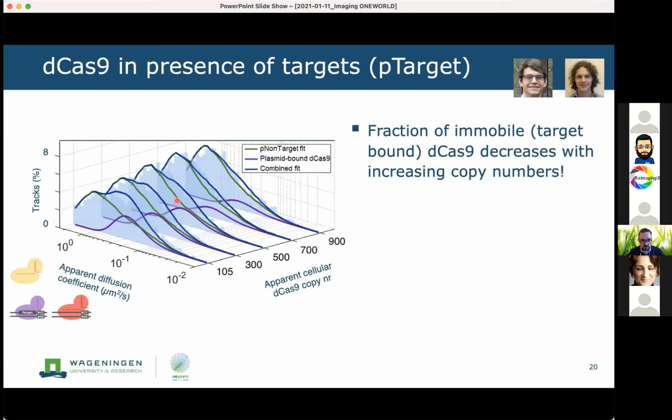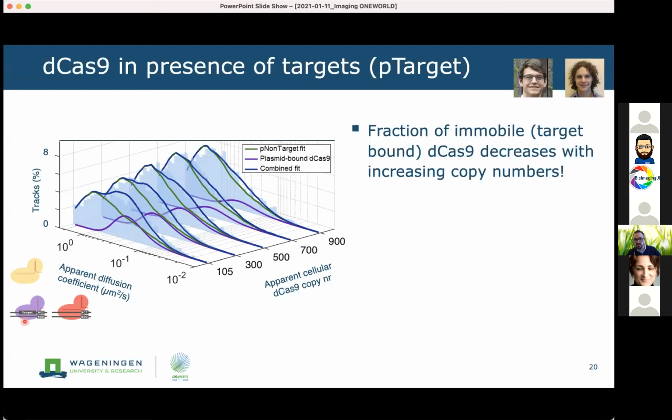And it's a complicated plot. I will go through it in detail. Now again, we have the histogram of tracks as a function of the diffusion coefficient, as a function of the apparent dCas9 copy numbers per cell. In the absence of any targets, we have the interaction between freely diffusing and PAM screening, this is the green line over here. And then in the presence of targets, we have a contribution of a very immobile fraction of Cas9 bound to target DNA. This has a very low diffusion coefficient. And interestingly enough, this is copy number dependent, meaning that the more Cas9 copies you have, the fewer Cas9s you have bound to DNA.